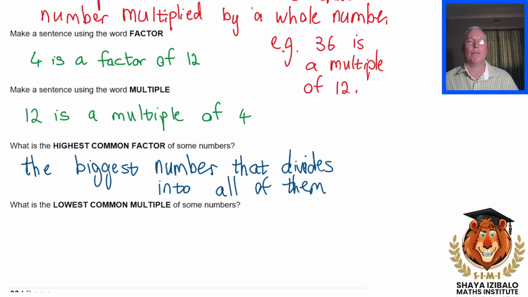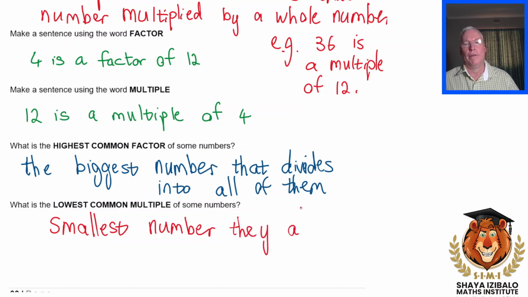Okay, and what's the lowest common multiple of some numbers? It is the smallest number they all divide into.